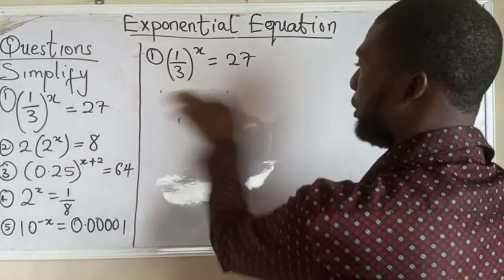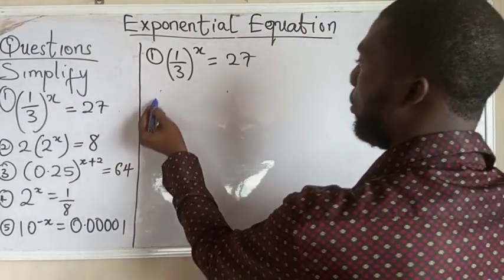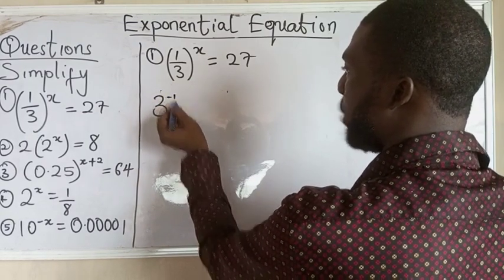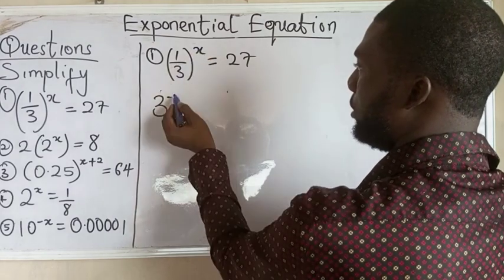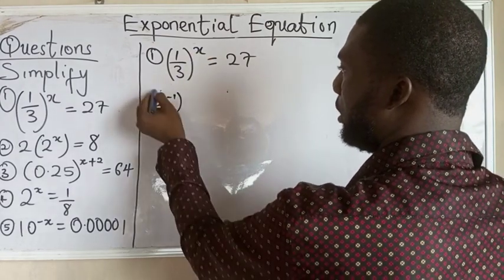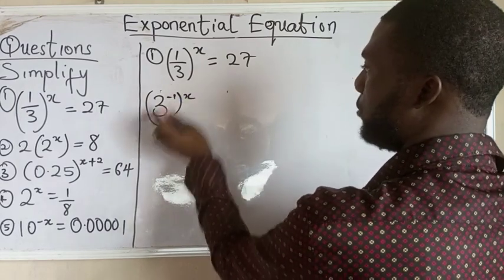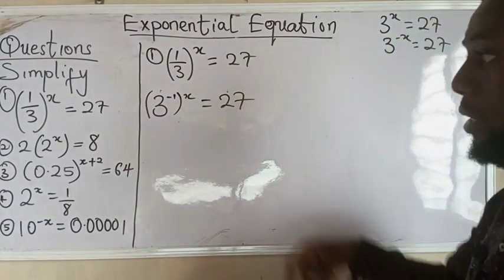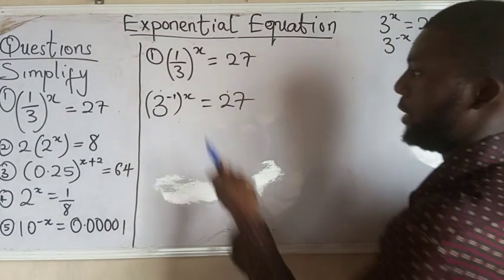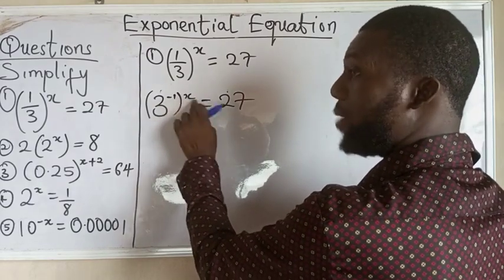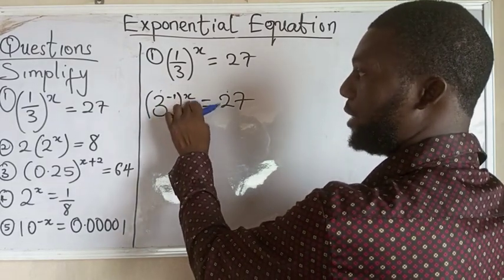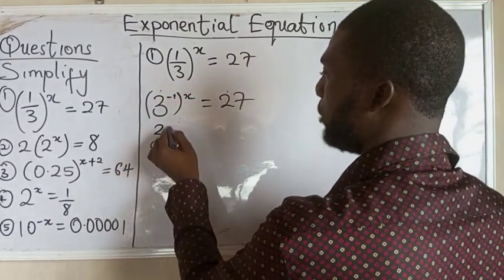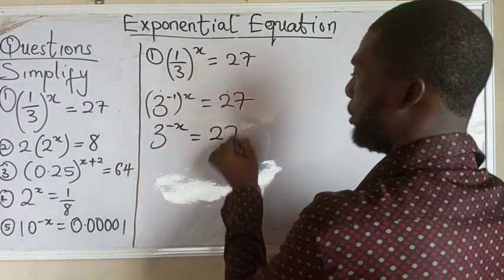Then the way we are to do it is, we now say 1 over 3 can be regarded as 3 raised to power minus 1. And let's not forget that there is x outside, equals 27. Now it is beginning to look like one of these formats. Then let's not forget that when you find two powers on the same level, you can always multiply out. So I can say this is 3 raised to power minus x equals 27.